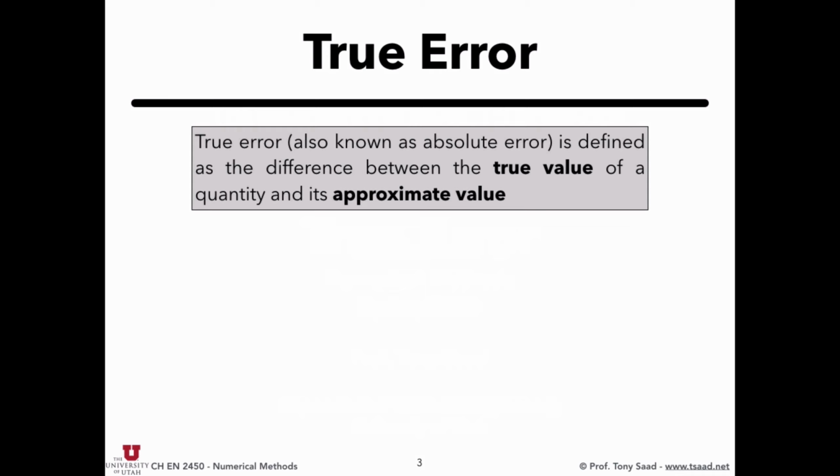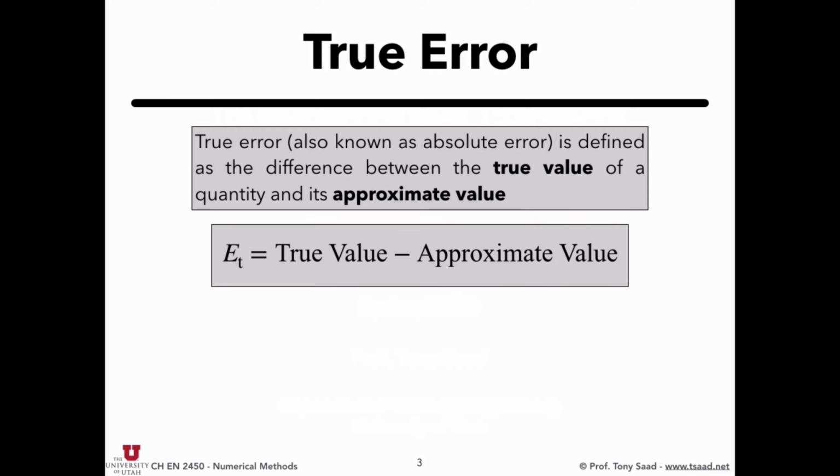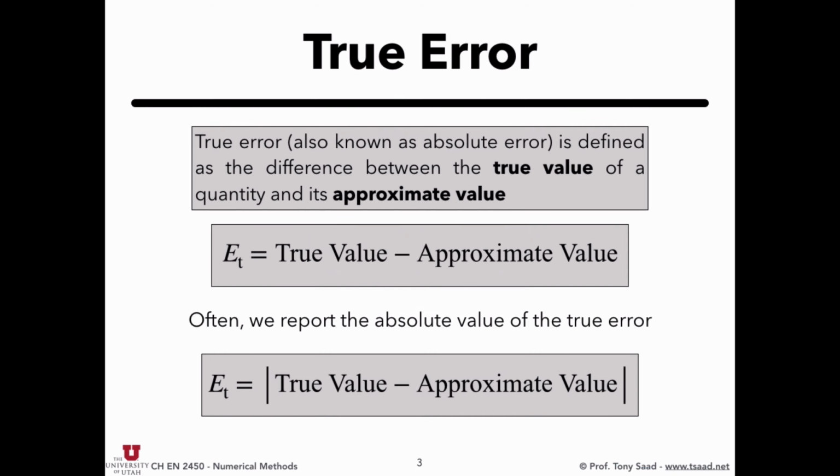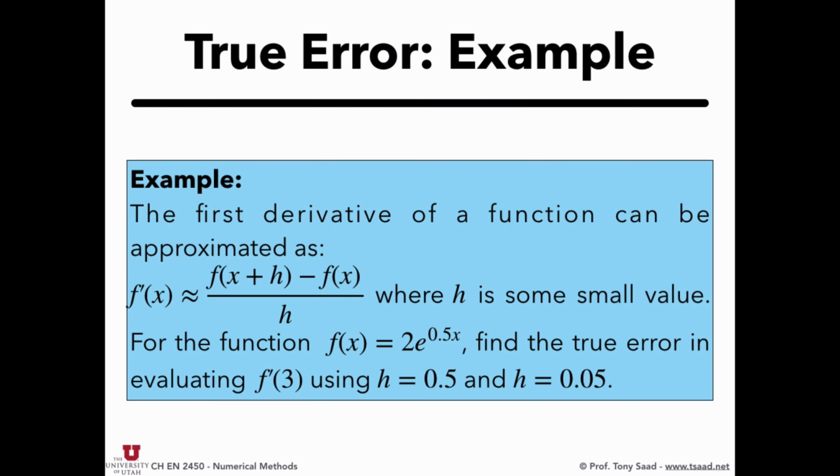That's a true value minus an approximate value of a quantity. So when I call this capital E subscript t for true, E_t is the true value minus the approximate value. And again, often we report the absolute value of the true error. So let me give you an example.